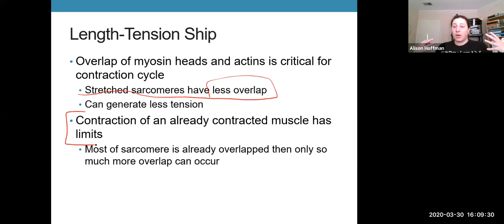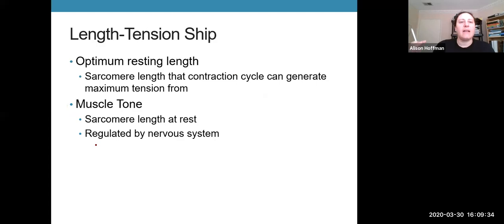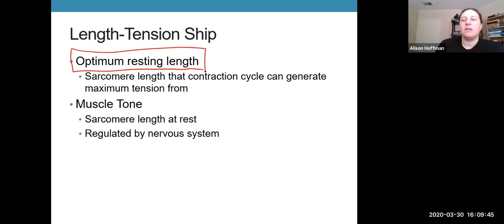So too stretched apart is bad, too close together is bad. And that means that where we want to be is somewhere in the middle, okay? It's very much a Goldilocks situation. So we call this the optimum resting length, which is literally the length at which, when a contraction cycle starts, the muscle fiber can generate the maximum amount of tension.